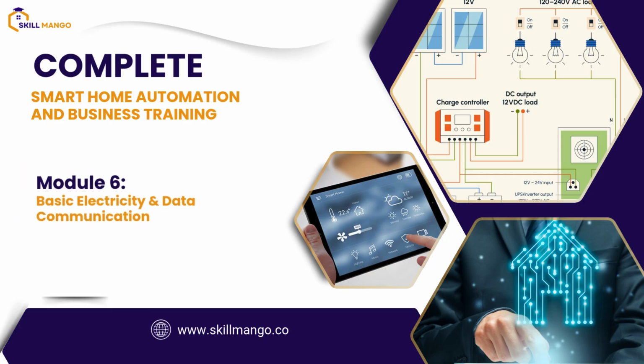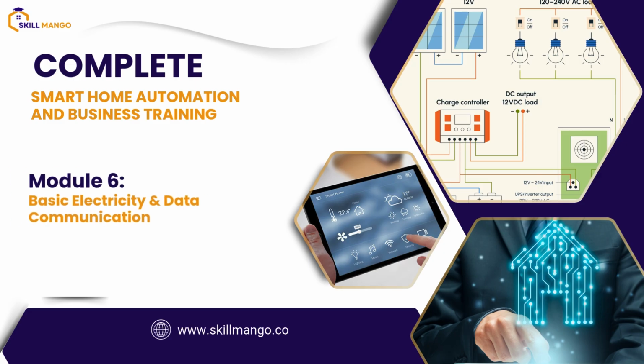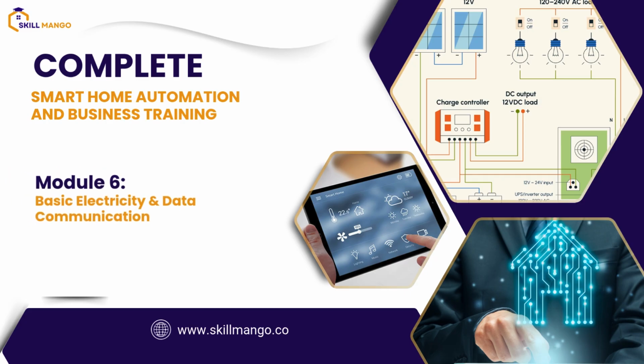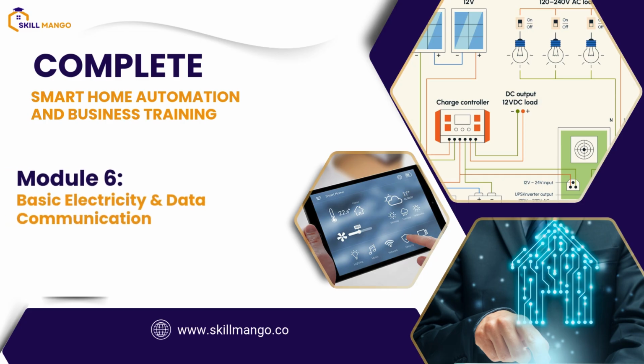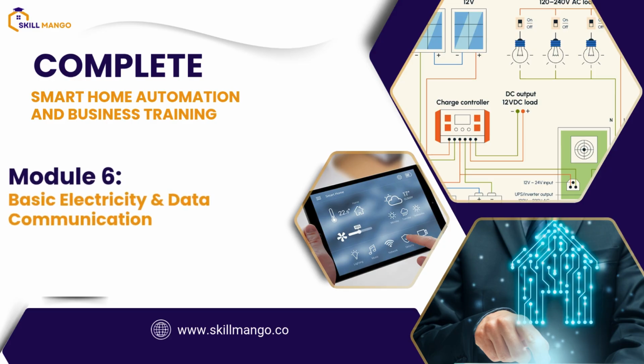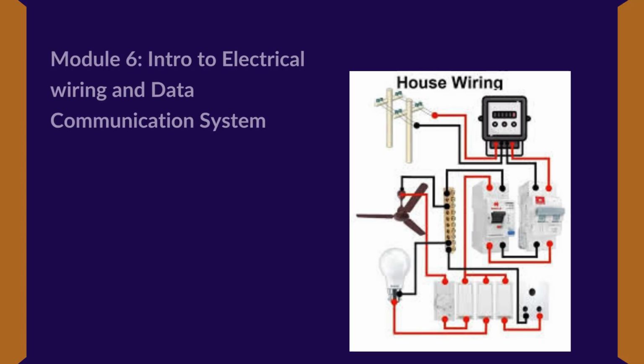This is Module 6, where we'll be talking about basic electricity, basic electrical wiring connection and data communication. So you can have a deep knowledge of this area, because it's very key when it comes to home automation. You have to power all your devices and they have to be connected to the wireless or wired network. So you have to have a full understanding of how the network works and how to configure your router to ensure they all communicate.